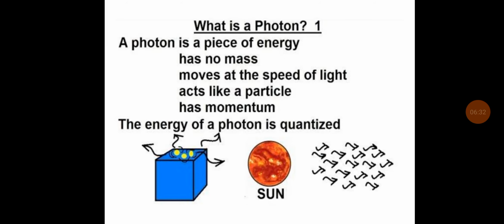Photon. What is a photon? It's a piece of energy, has no mass, moves at the speed of light, acts like a particle, and has momentum. The energy of a photon is quantized. Now, on the slide, you can easily see an example picture of a photon.